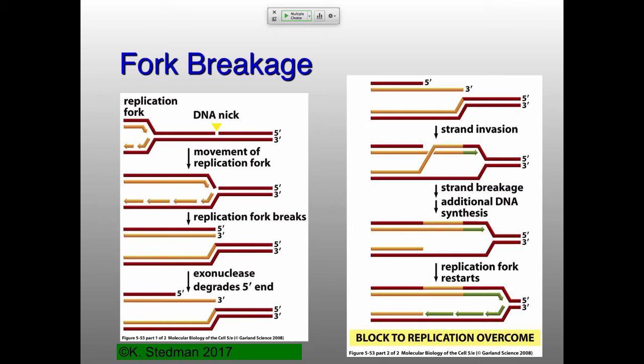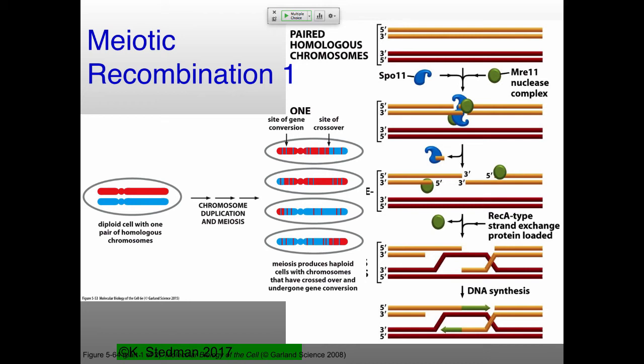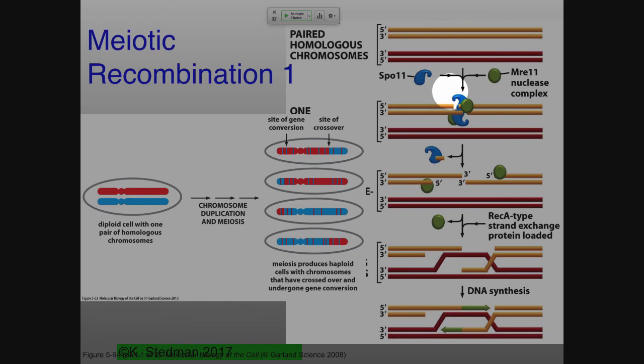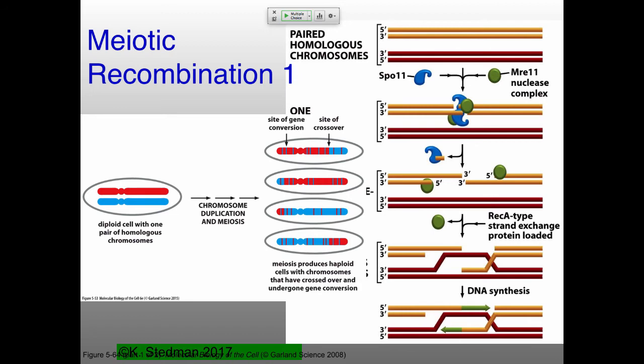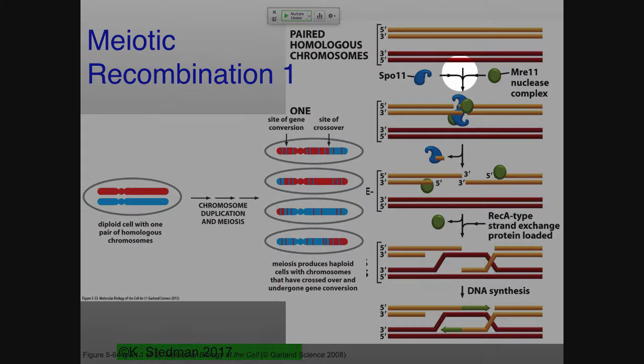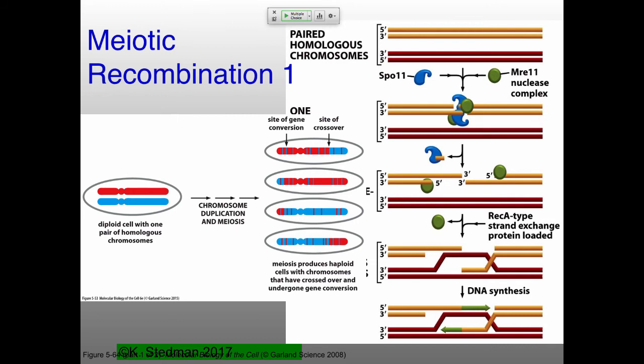How does that happen? Well, it turns out that the way that meiotic recombination happens is instead of there being a random double-stranded break, there are actually proteins that are active in meiosis, which will cut the DNA and generate a double-stranded break. And that double-stranded break will get repaired by homologous recombination. And so double-stranded breaks happen in meiosis. And we'll see how that leads to crossing over here in just a second.